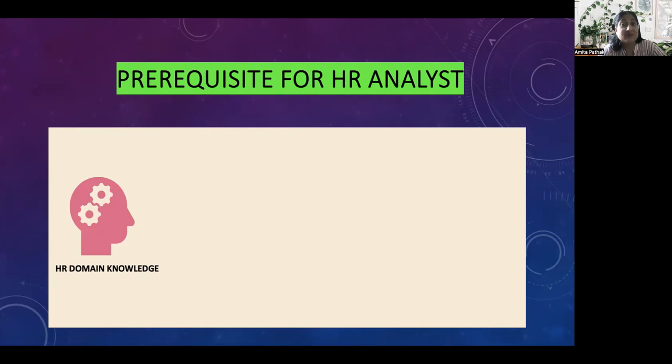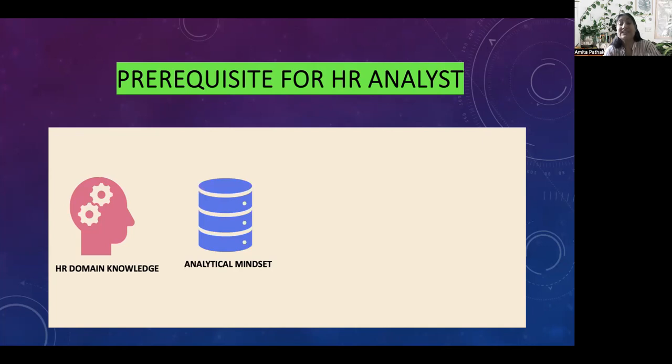But if the person wants to be an HR analyst but does not have that knowledge, then he has to do a short course or a diploma or gain practical knowledge, so that he has enough knowledge about the human resources department, about how these departments are functioning, what type of work in each department is going on. So this is the one thing.